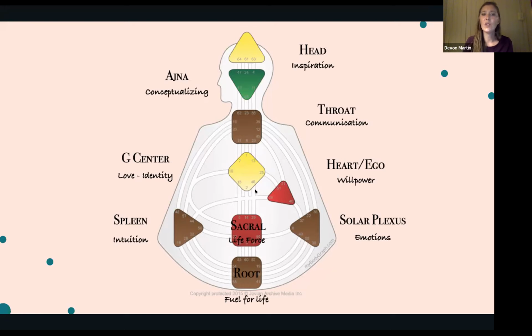In the center, we have the G center, which is all about our spiritual heart, our love, identity, and direction in life. And the heart or ego is our willpower, self-worth, and how we deal with the material world.